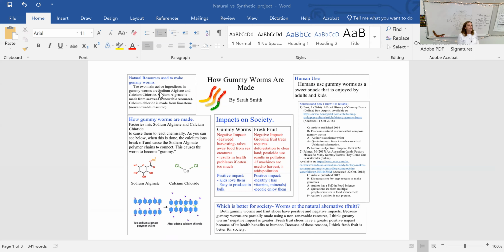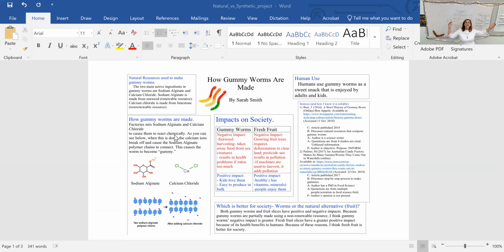So it says the natural resources used to make those gummy worms, they give you the ingredients: sodium alginate, calcium chloride. And then it tells you sodium alginate is made from seaweed. Yum, you're eating seaweed when you eat gummy worms. Calcium chloride is made from limestone. Limestone's in the rocks that you find in Allegheny in the park. They talk about how gummy worms are made.